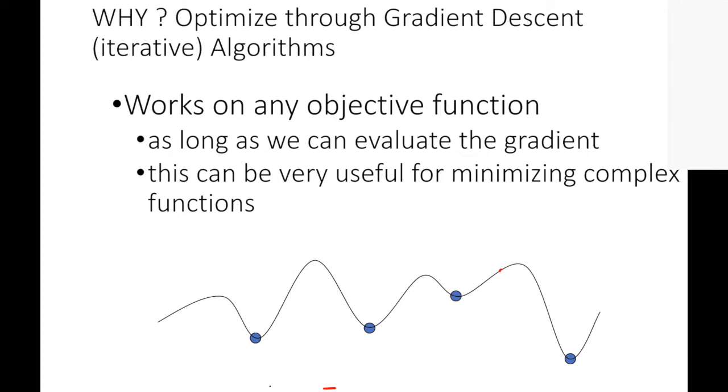Why optimize through gradient descent iteratively? Because it works on any objective function as long as we can evaluate the gradient. This is very useful for minimizing complex functions. Most functions cannot do what we did in the normal equation case, where we could solve the gradient equal to 0 equation. For many functions, you don't have a closed form solution by just setting the gradient to 0.